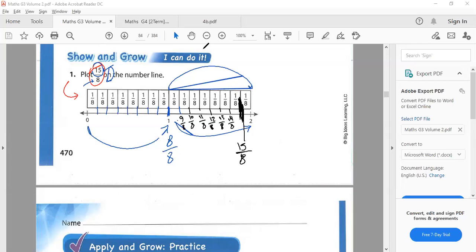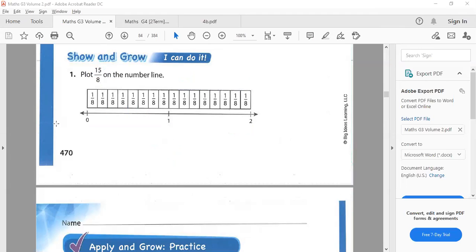I'm sorry, I have a technical issue with my graphic tablet, so I don't know what is wrong with it. Okay, so let's continue, please.